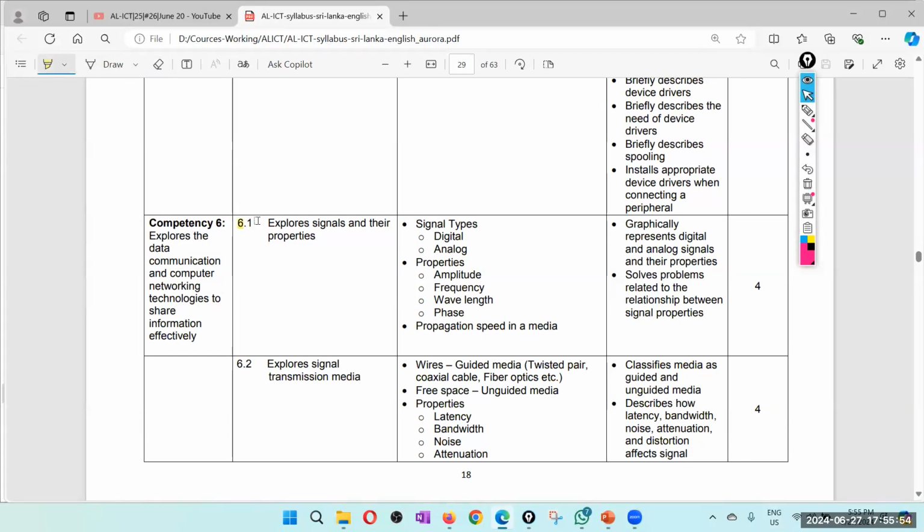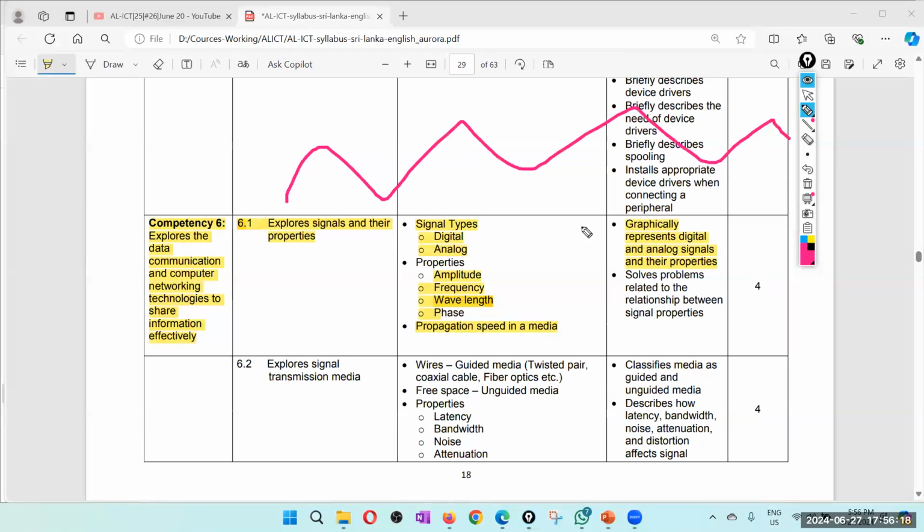So this is 6.1, that is our network. Signal types, digital versus analog. Properties like amplitude, frequency, wavelength, phase, propagation speed in media. That is why we talk about v equals f lambda. Graphically represent digital and analog signals. This is how you represent an analog signal, and this is how you represent digital signals, if it is binary digital. You can double check whether you know it or not. If you don't, then something is wrong with either your teacher, who is not teaching that, or you have not understood it.